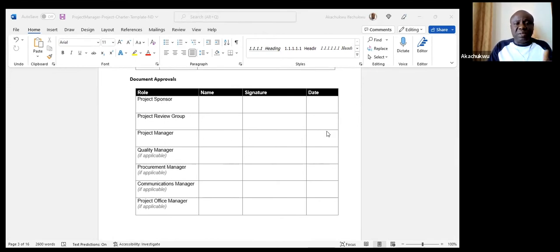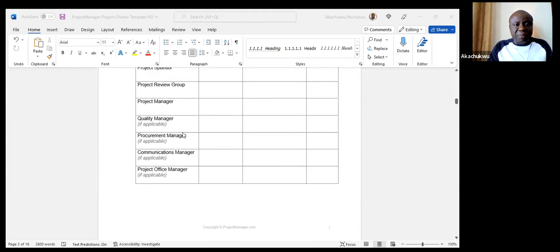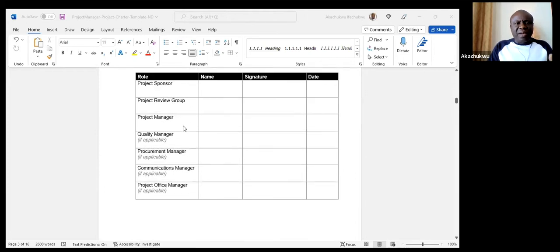Usually, if you take a look at my screen, you will see we have the project sponsor, the project review group, or the project leadership team, or the PSC, or even the project management office, the head of the project. And then, of course, you have the project manager. Now, if the project charter states that there's a procurement impact, maybe there are some things that we need to buy, so we probably would need approval from the procurement manager.